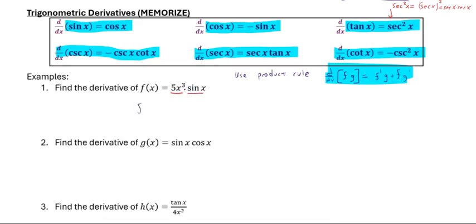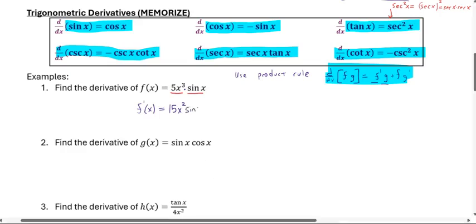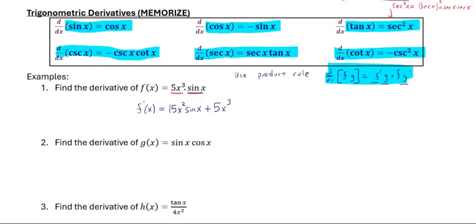So using the product rule and now our new trig definition, the derivative of the first using the power rule should be 15x squared. That's our f prime times the second function, sine x, plus the first function as is, 5x cubed, times the derivative of the second function, that's g prime, and the derivative of sine we learned earlier is cosine.